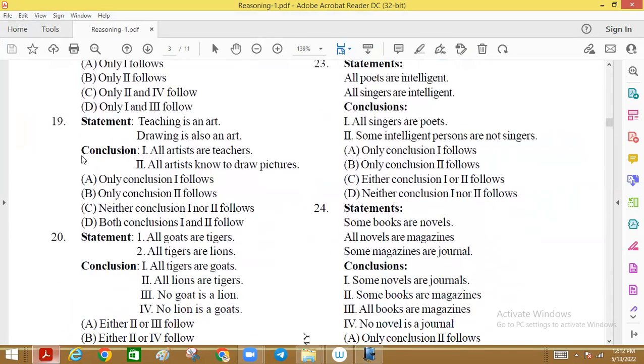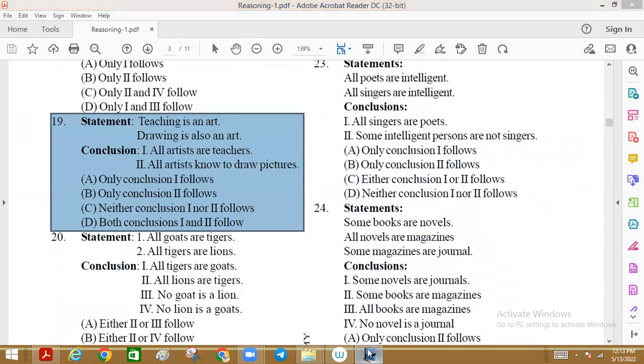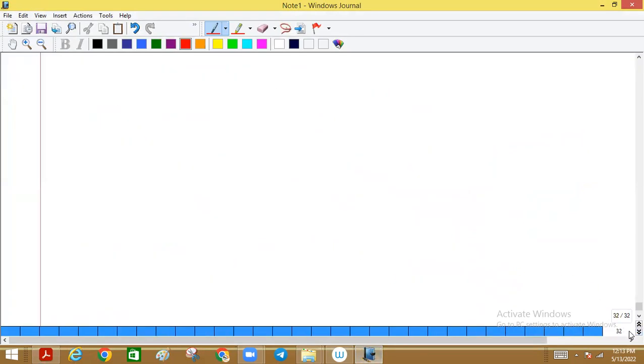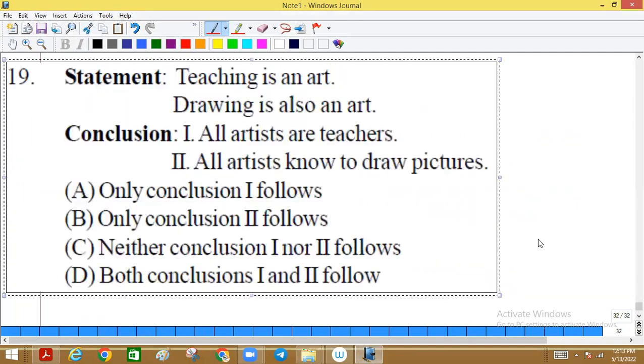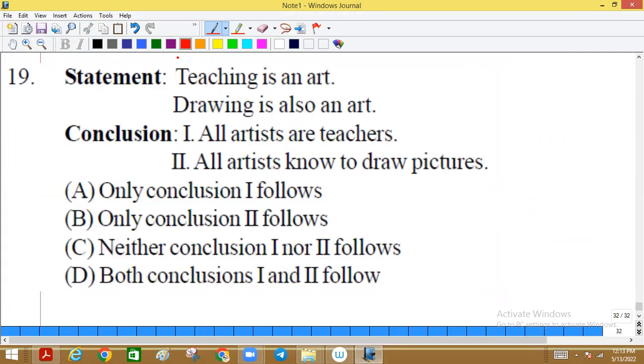Yeah, this question. Try to answer it. Again, you can answer this one. It's not that difficult. What's the answer? Teaching is an art, drawing is also an art. So the conclusions: all artists are teachers; all artists know to draw pictures. What's the answer?